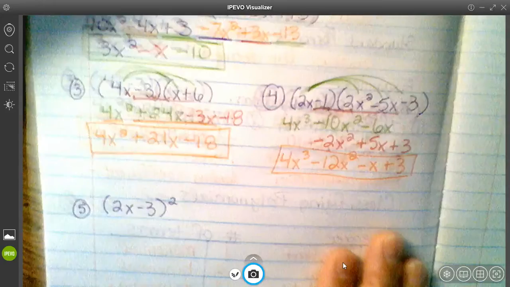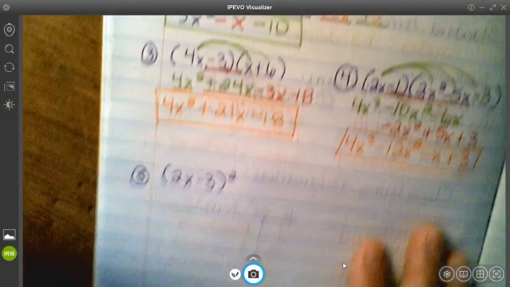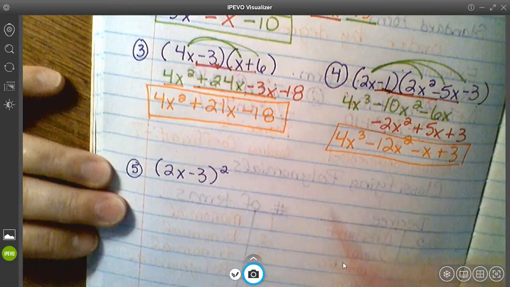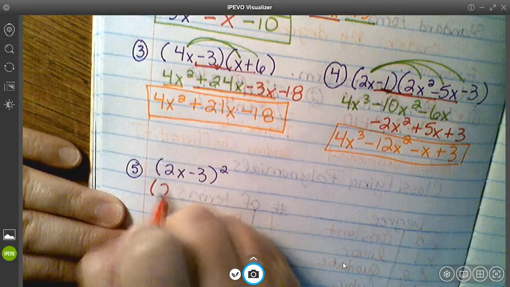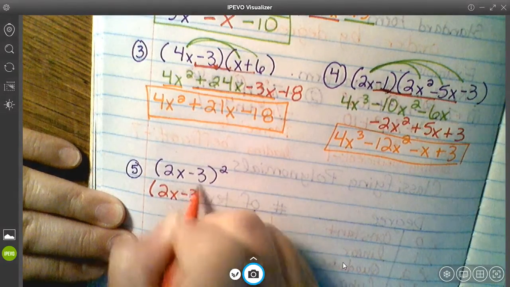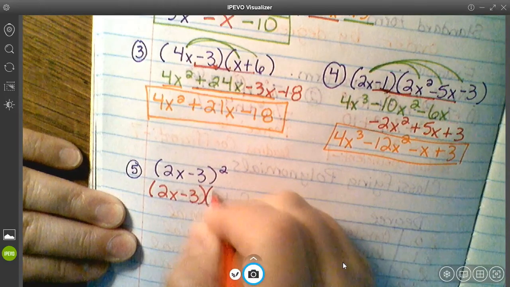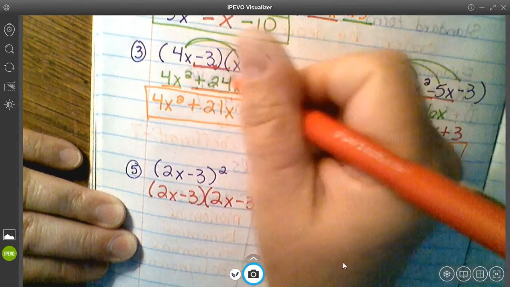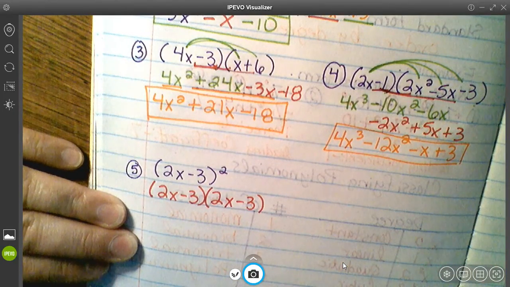And lastly, one that can be tricky. Students often look at this and say, I'm going to square both terms, but that's not how it works. You have to expand it out. Something squared is that something times itself. So we're back up to something like example number 3, where we're distributing.